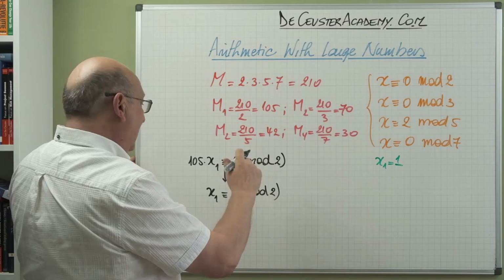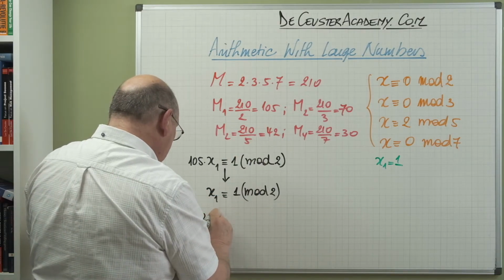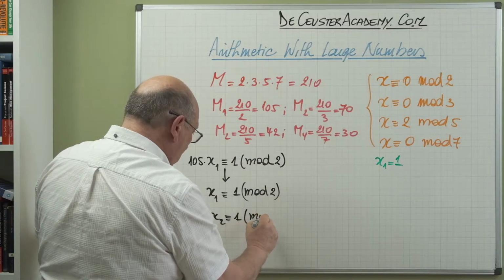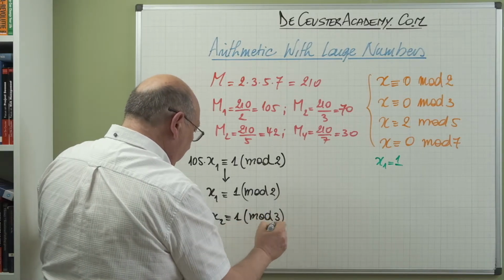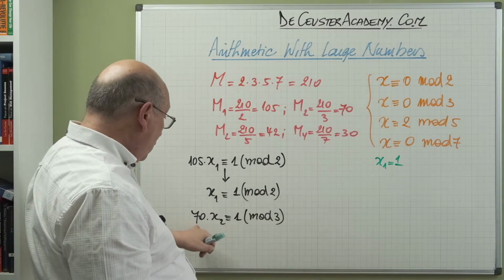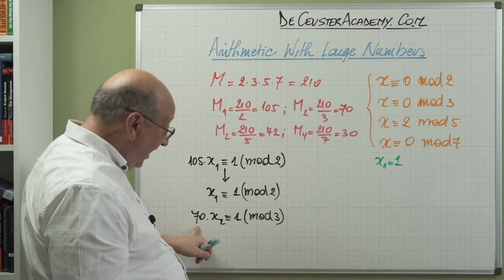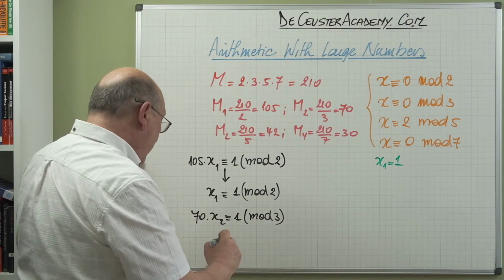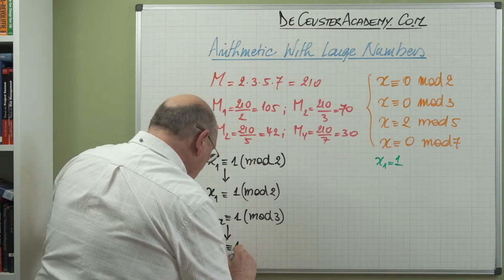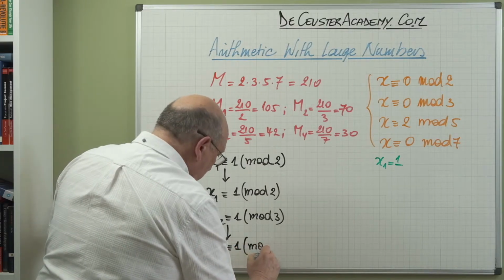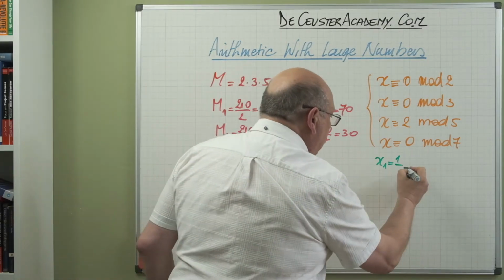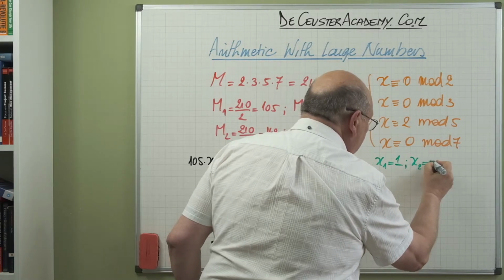We can do the same for x2. So now we can say that 70 times x2 is congruent with 1 modulus 3. 70 we can reduce. So we have 69 plus 1. So basically we also find here x2 is congruent with 1 modulus 3. So we say here x2 is equal to 1.